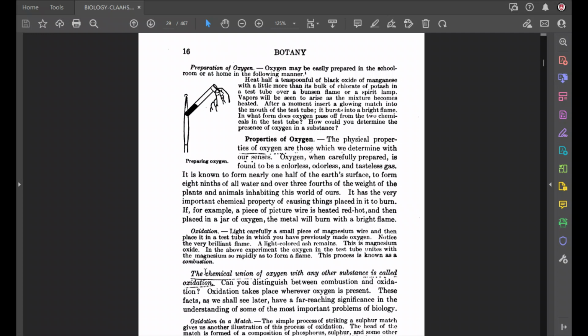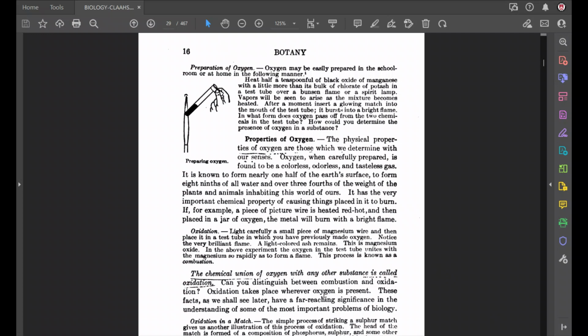One of the ways we know oxygen is present is because we see the effects of things being joined together with oxygen. We see the effects of oxygen. That's one way we know that it's present. We saw before an important chemical property of oxygen is it causes things to burn. So we recognize oxygen is present by its effects. Oxidation takes place wherever oxygen is present.